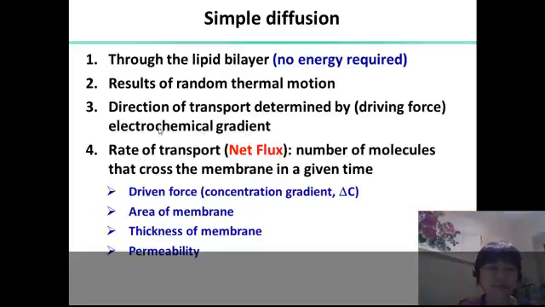So what do we mean by that? Electrical means whether it's negatively or positively charged. Chemical means the concentration difference. So the electrochemical gradient means molecules would move from higher concentration to lower concentration, and negatively charged particles are likely to move towards the positively charged side. For example, sodium ions are positively charged, so they tend to move towards the negative potential area.